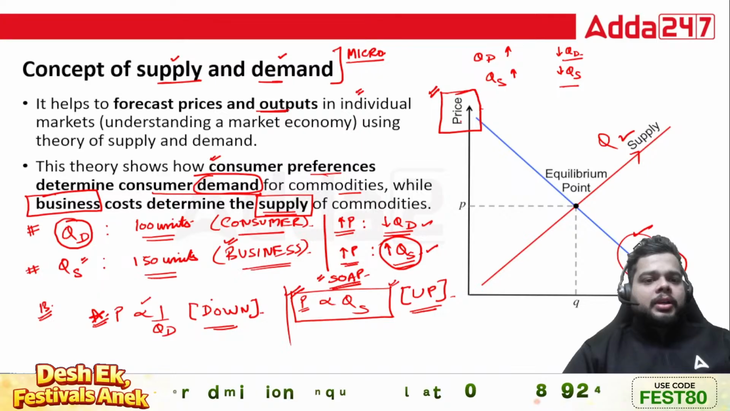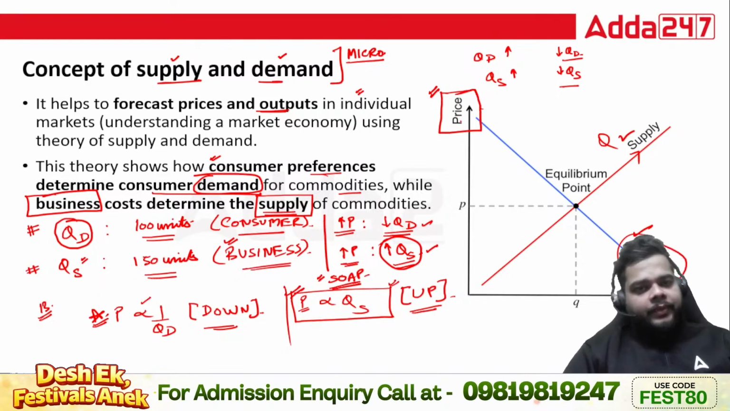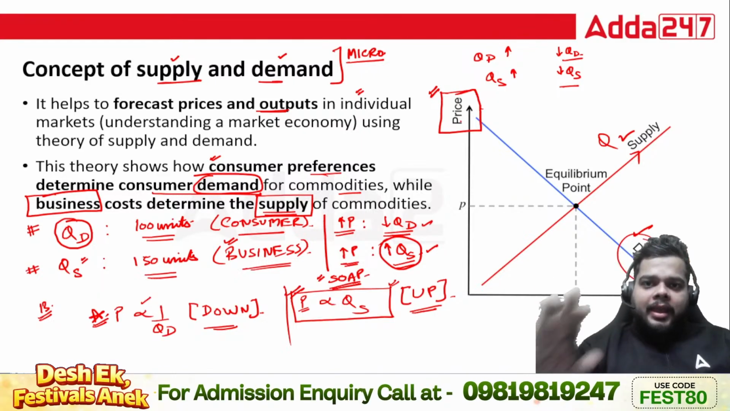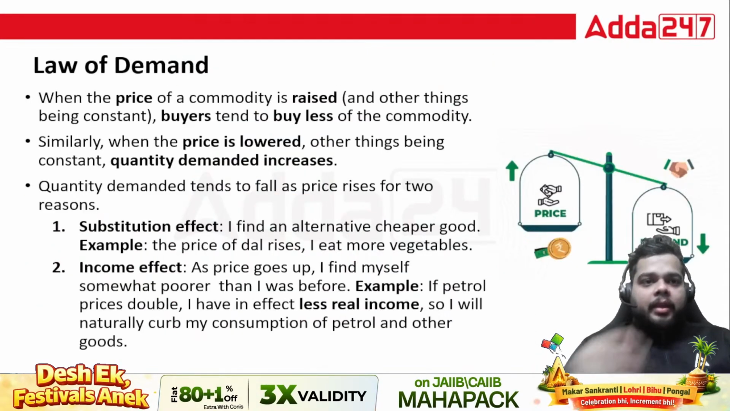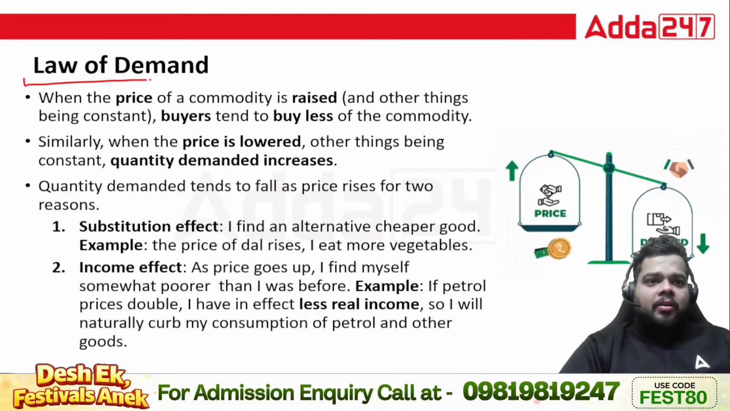Inversely proportional, you will be having a downward sloping graph. Then it will be a cakewalk for all of you to study the theories of interest. Right? So now let's move on to the law of demand. What is this law of demand?